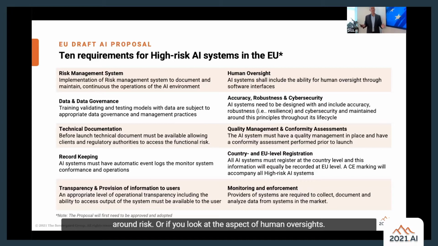Or if you look at the aspect of human oversight, the systems have to include a degree of human oversight through software interfaces. That clearly is a responsibility that is deployed within the HR organization. Hence, therefore, the HR executive should be involved in this, as well as, of course, with all of these, it is either the CIO or the chief product officer that will retain responsibility for ensuring that all of these are adhered to.